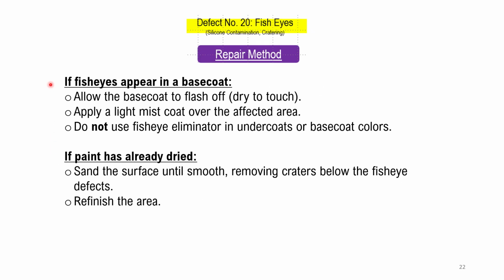If fish eyes appear in the base coat, allow the base coat to flash off, dry to touch. Apply a light mist coat over the affected area. Do not use fish eye eliminator in undercoats or base coat colors. If the paint has already dried, sand the surface until smooth, removing craters below the fish eye defects, and finally refinish the area.